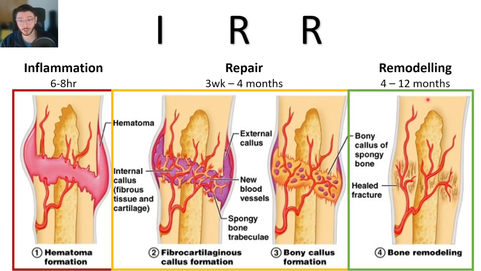And then we have remodeling. This is where we get the osteoclast to remodel this woven bone into compact and trabecular bone. Because you can see the fracture starts to heal, we still get some edema here, some blood vessel problem here, but it takes 4 to 12 months, if not longer, depending on the bone that was fractured. So it takes a long time for these fractures to heal and to be fully remodeled.